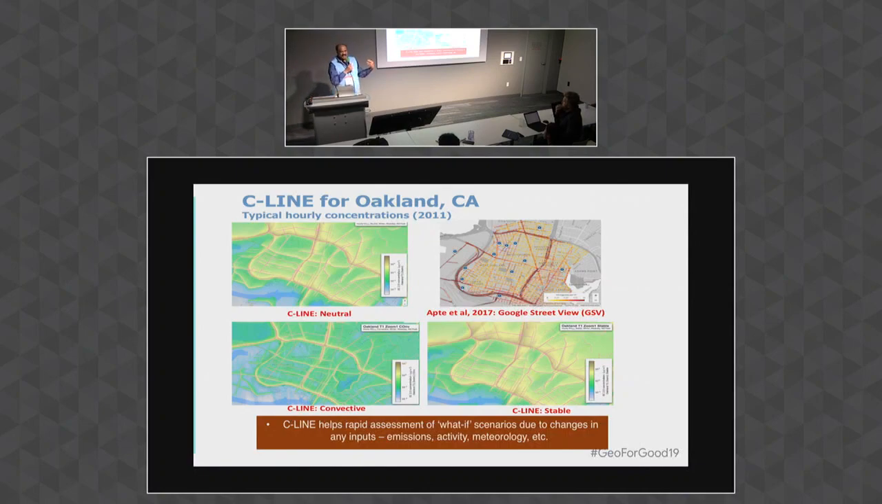So if you have a very stable atmosphere, which is very low or nil winds, you have the highest pollution next to a highway, whereas convective is where there's too much convection activity, and so the pollution is pushed away from the highways. That's the bottom left there. So C-line helps you to do rapid assessment of what-if scenarios due to changes in any inputs, such as emissions or activity or meteorology, and that's the kind of figures you may get.